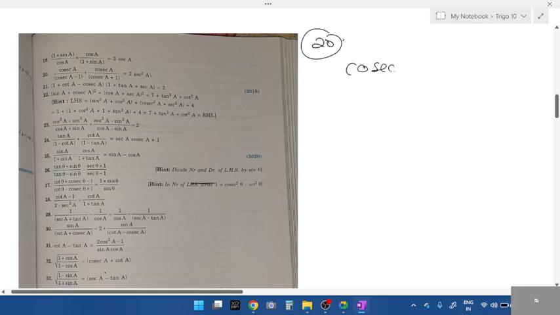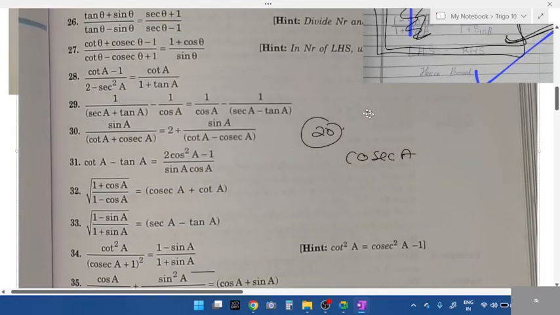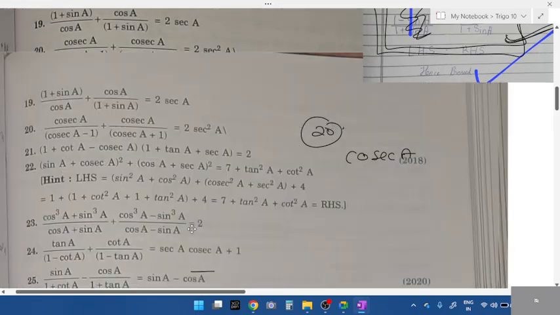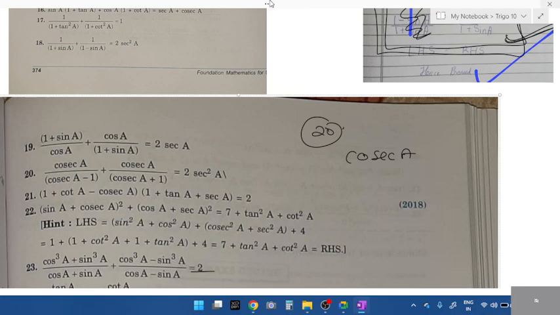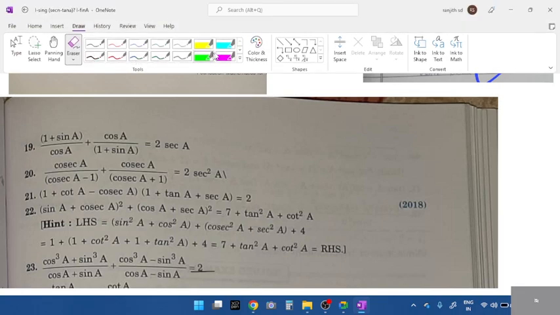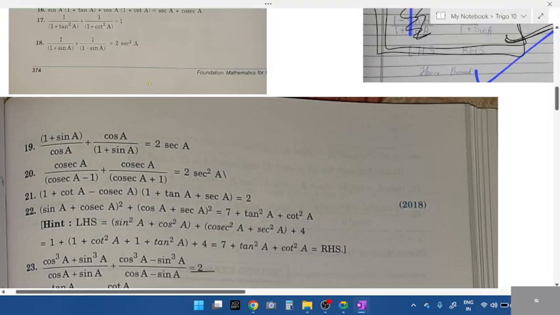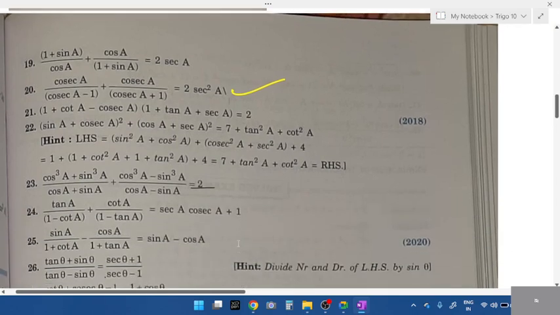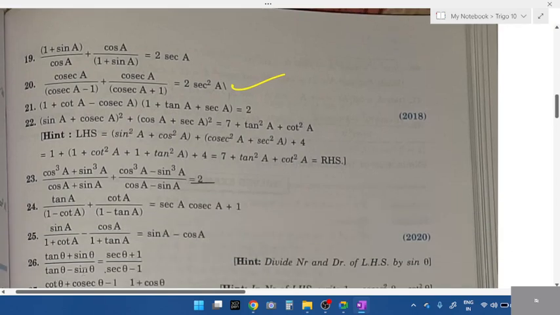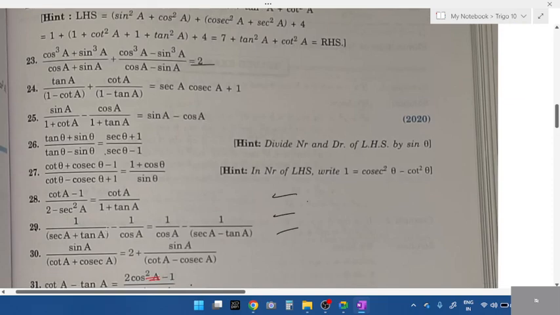All of you write this question, cosec A. Is the question visible to you all? 20th question. Yes. Copy this question. All of you make a note. Write it. That's it. Question 23 has cube in that. We'll do that tomorrow. Cube is given.